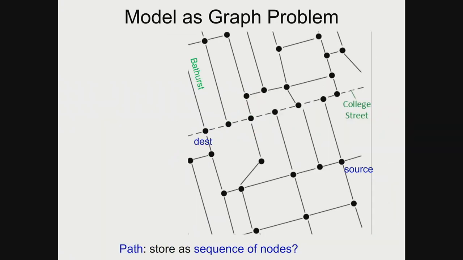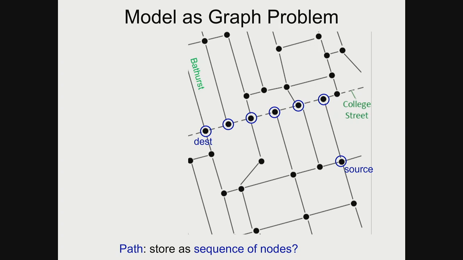Okay, so I just drew what a path looks like. We need to decide how we're going to store this in code. So we could store it as a sequence of nodes, like a vector of nodes. Every one of those circled intersections is a node in our graph. It has an ID. We could make a vector of those node IDs and say that's our path.